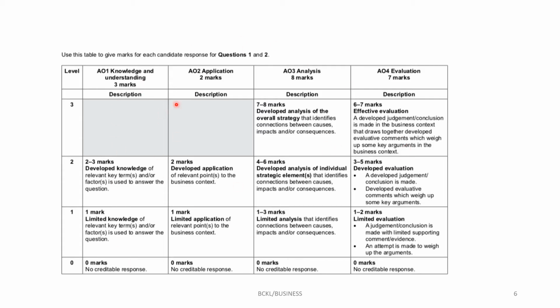And here is the table, the three levels that we've been talking about, level 1, level 2, level 3, and how they apply to knowledge, application, analysis, and evaluation. So like I told you, knowledge is 3 marks, application is 2 marks, analysis is 8 marks, and your evaluation will be 7 marks. Again, your evaluation will depend on your analysis.